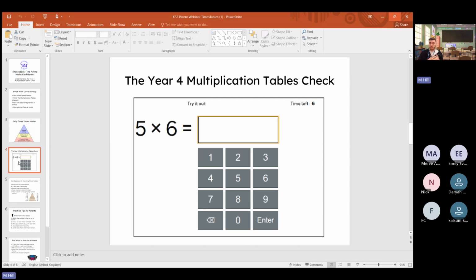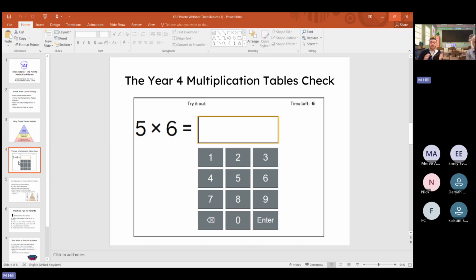The questions are random and cover times tables from 2 to 12. So, there's a real mix in there. There's some questions that are straightforward, like 2 times 10, but then you'll also have your trickier tables, your sixes, your sevens, your eights, and your 12s in there as well.